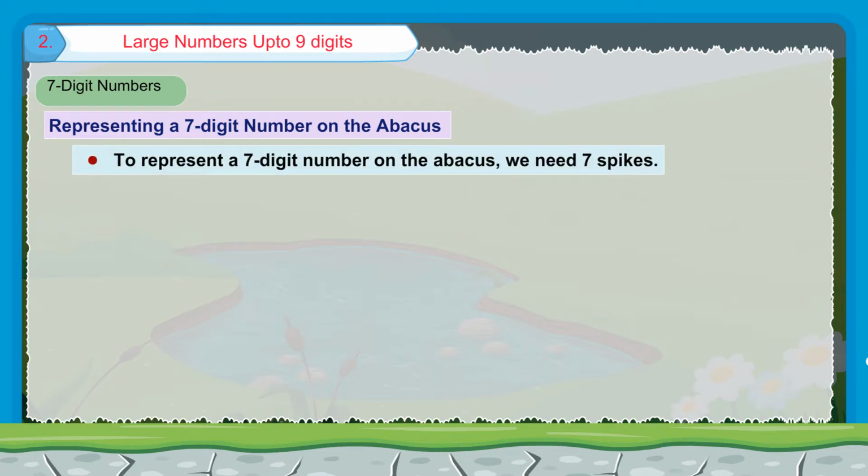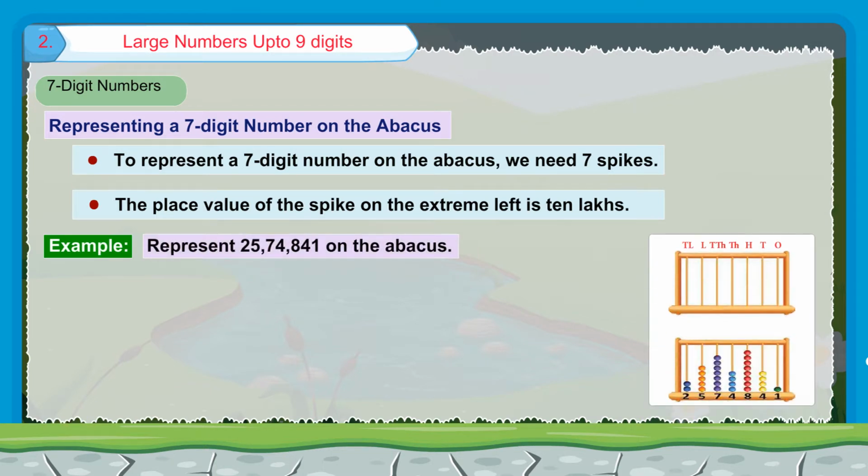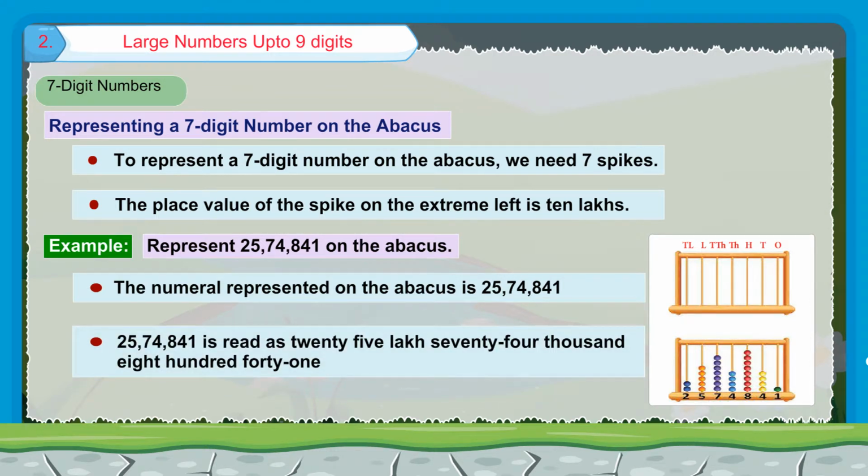Representing a 7-digit number on the abacus. To represent a 7-digit number on the abacus, we need 7 spikes. The place value of the spike on the extreme left is 10 lakhs. Example: represent 25,74,841 on the abacus. The numeral represented on the abacus is 25,74,841. 2574841 is read as 25,74,841.